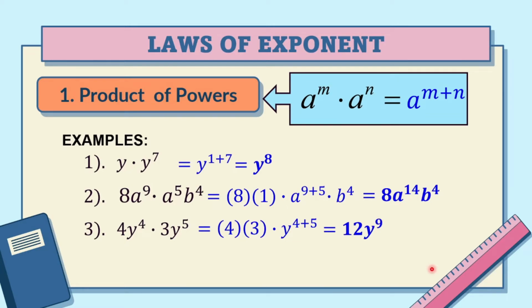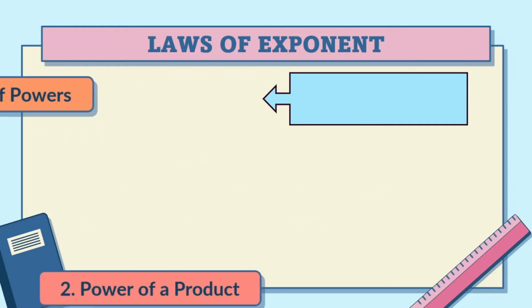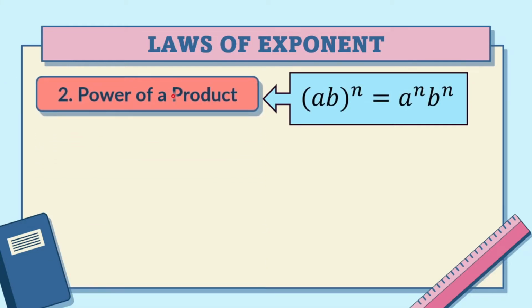Next, let's proceed to the second law of exponent, which is the power of a product. Okay, so ano bang ibig sabihin nito? Power of a product. So we have here, pag sinabing quantity AB raised to n, ang gagawin lang natin, we're going to distribute the given exponent sa lahat ng base na nasa loob ng quantity. So it will become A raised to n, B raised to n. So let's apply this law in a given examples.